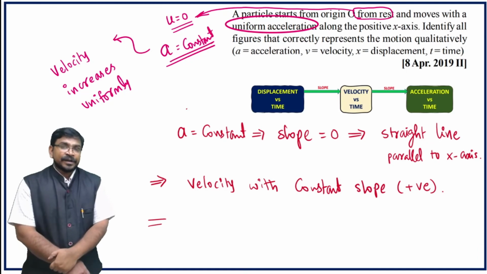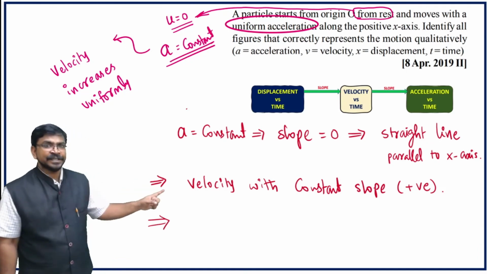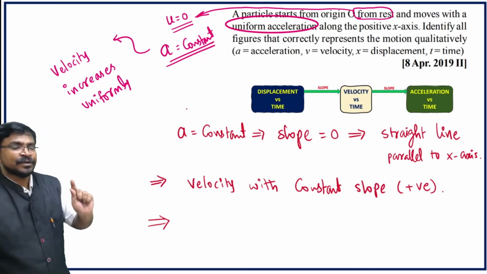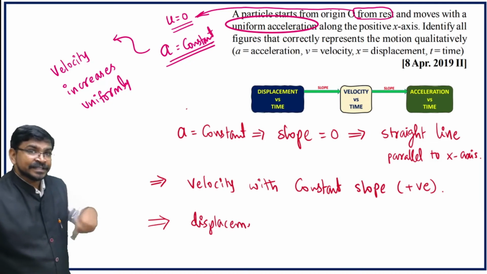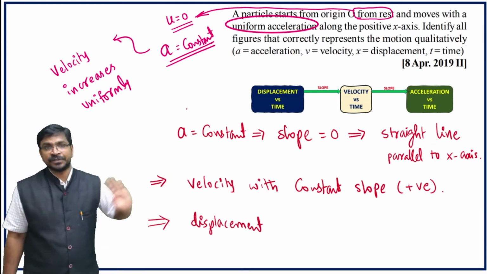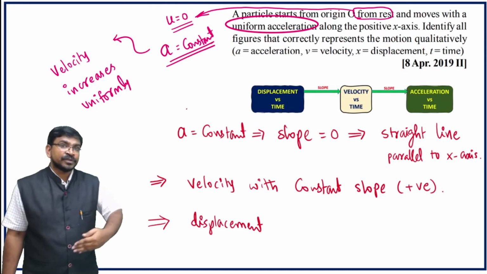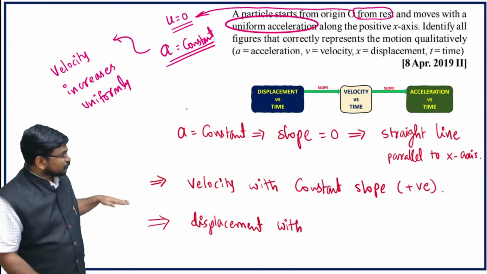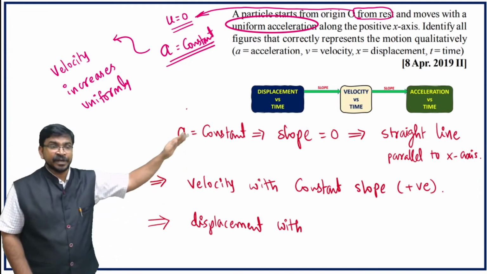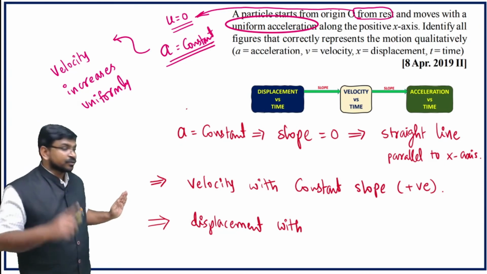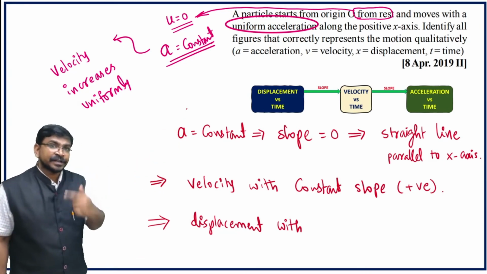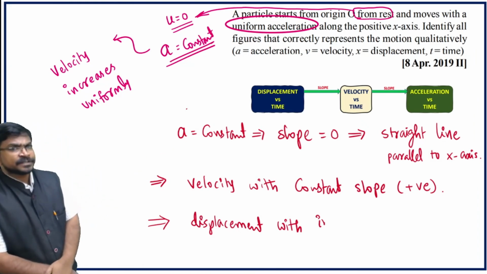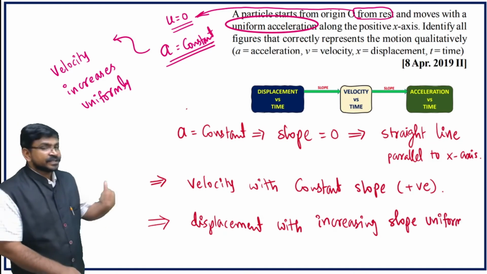Now for displacement, as velocity is positive, displacement should increase, with increasing slope. Why? Because velocity is positive. So the slope of the displacement graph must be increasing in nature. That means the curve must be like this. For displacement, increasing slope. For velocity, constant slope, that too positive. And for acceleration, parallel to the x-axis. These three conclusions are completed. So let us try to interpret the answer with this discussion.